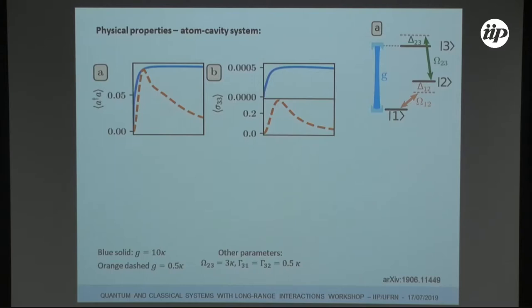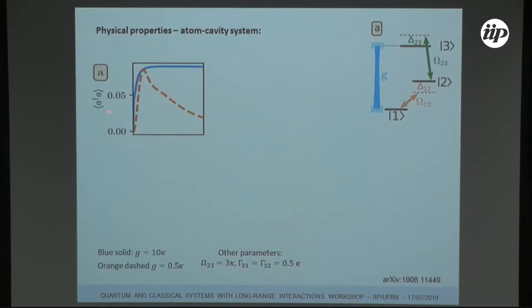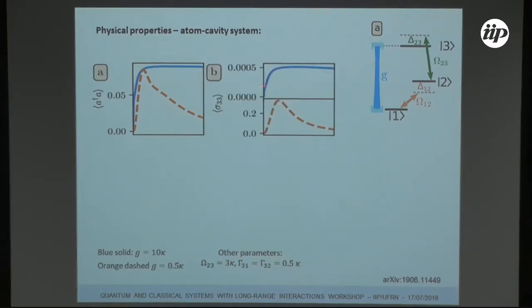And as we can see here, the mean number of photons inside the cavity is quite small, but when we are in the strong coupling regime, in this case G 10 times kappa, kappa is the decay rate of the cavity, G is the coupling between the atom and the cavity mode. In this case, we have almost the same amount of light when we are in the strong coupling regime or when we are in the weak coupling regime. The weak coupling regime, in this case, we have G equals to 0.5 kappa. But the difference appears in the population of the excited state. In the strong coupling regime, this population is really negligible, but the population when we are in the weak coupling regime is very high.